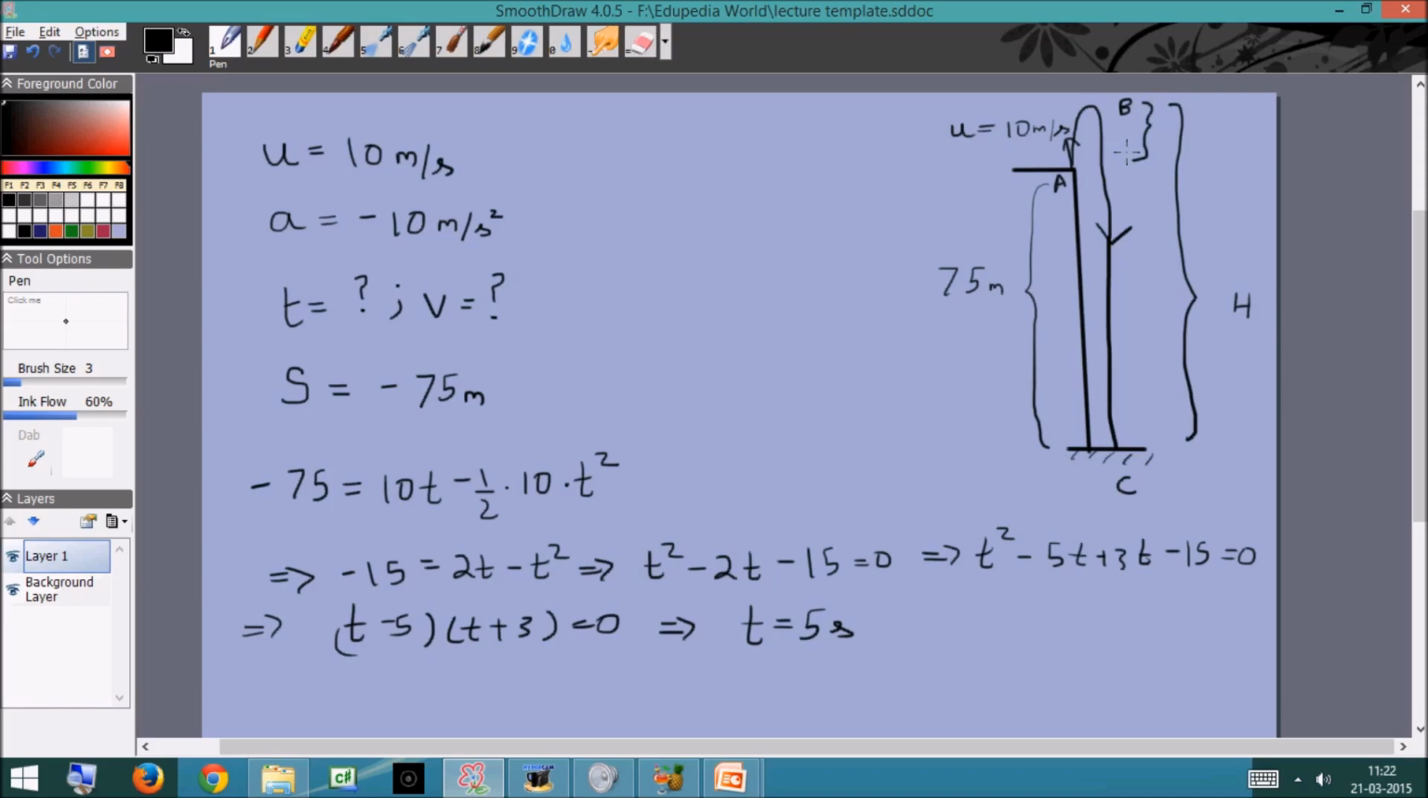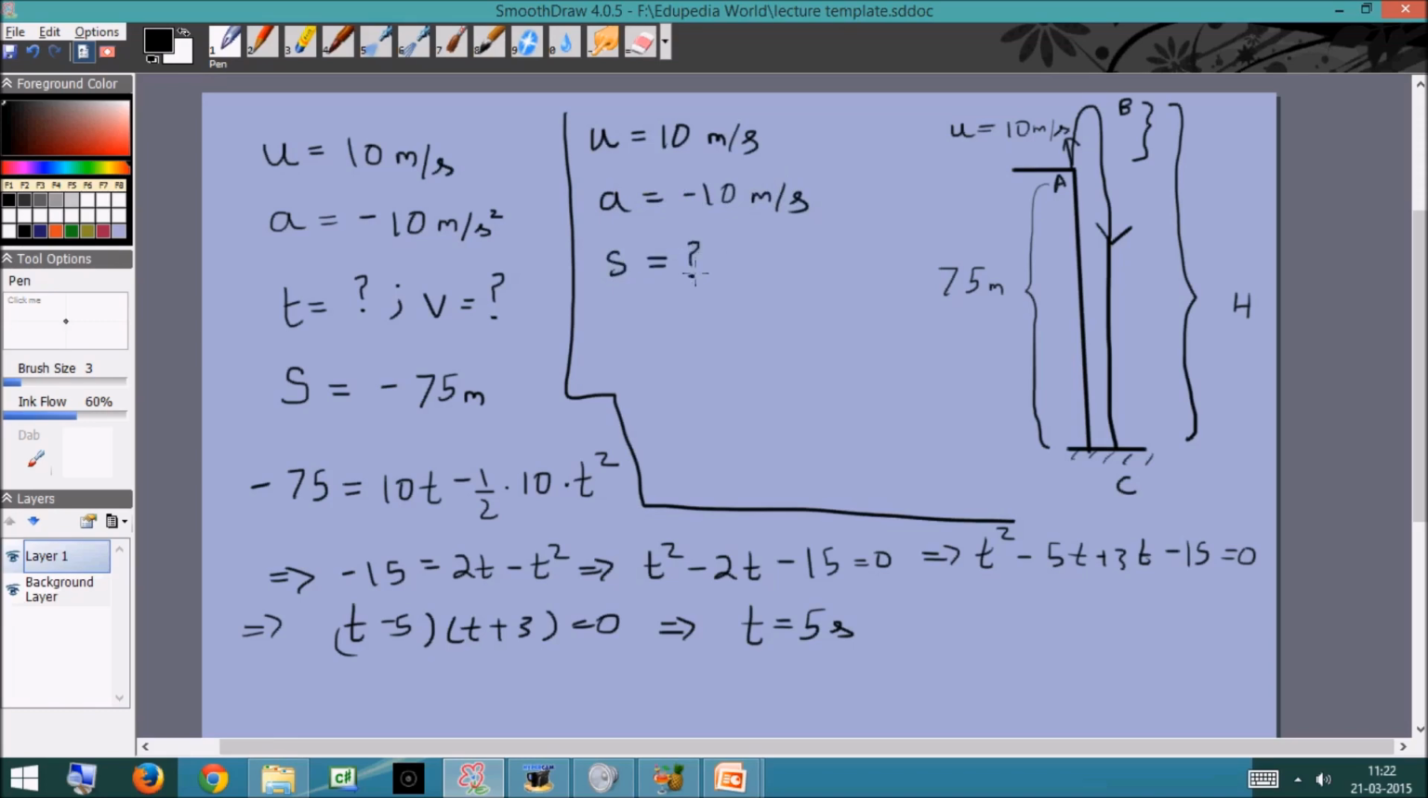In this case now, even though we still take the upward direction to be positive, the events have changed. Now I have to apply the equation between events A and B, right? Because I need to find the displacement between the points A and B. So in this case, since my initial point is A, u will still be 10 meters per second. Acceleration will still be minus 10 meters per second square. Do I know the displacement? No, that's what I'm trying to find out.